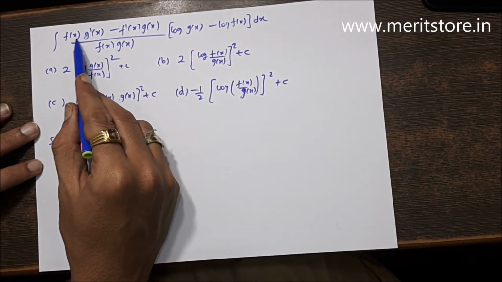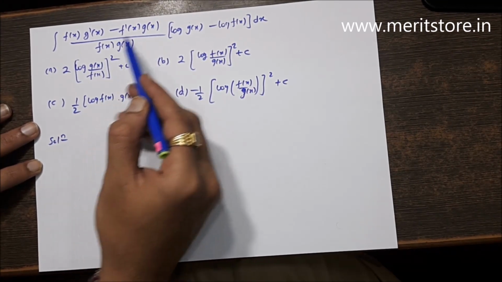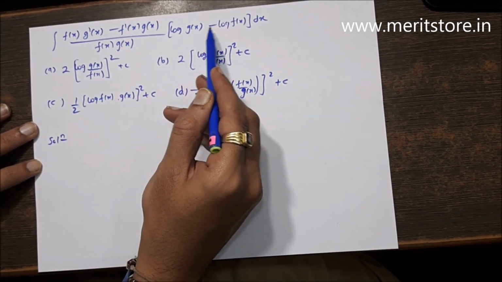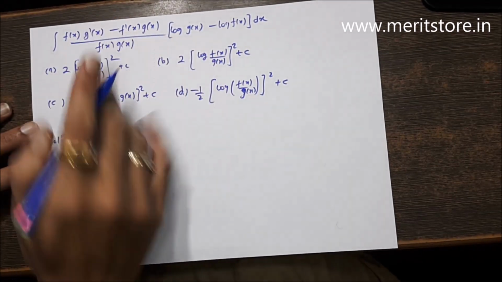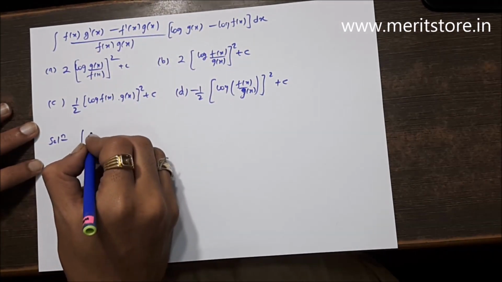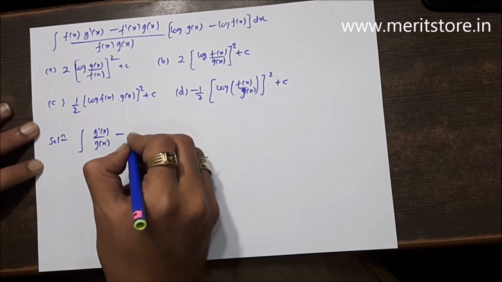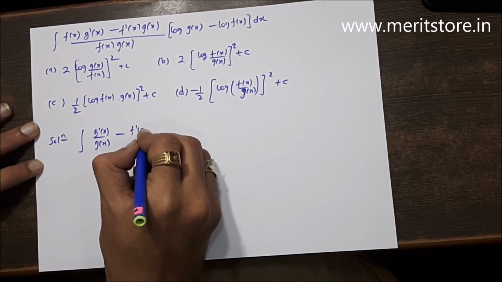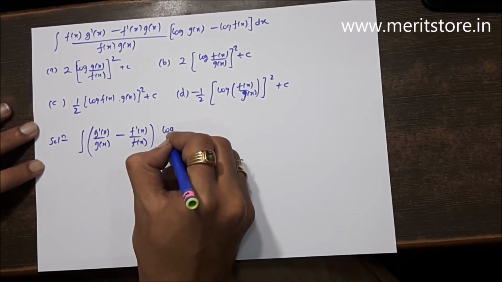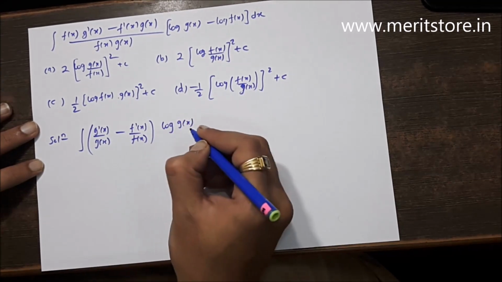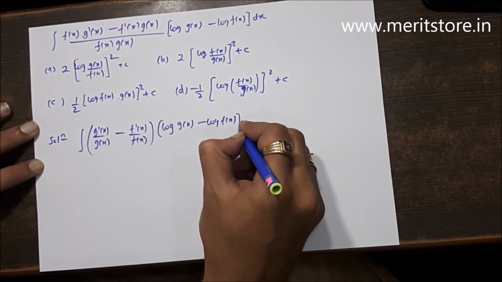Integral of f of x g dash of x minus f dash of x g of x upon f of x g of x into log g of x minus log f of x dx. In the first step, I am going to split the term, so I get the integral as g dash of x upon g of x minus f dash of x upon f of x into log of g of x minus log of f of x dx.